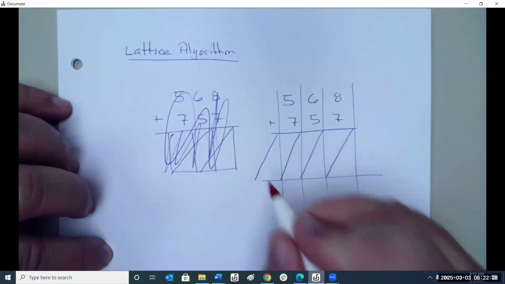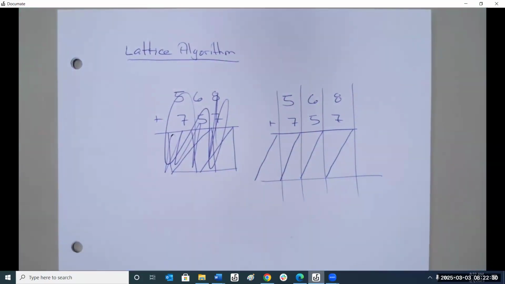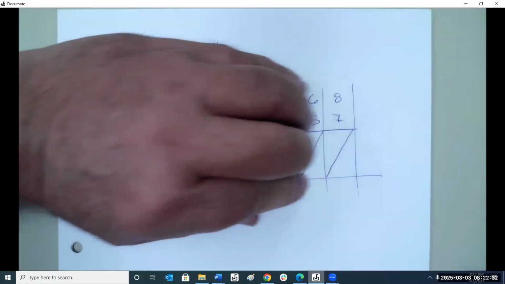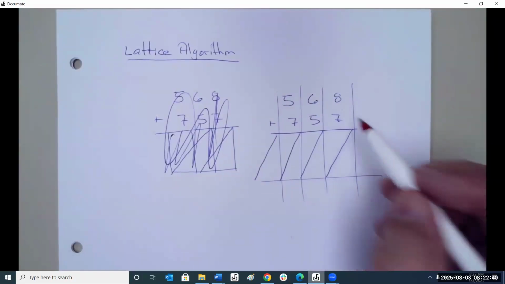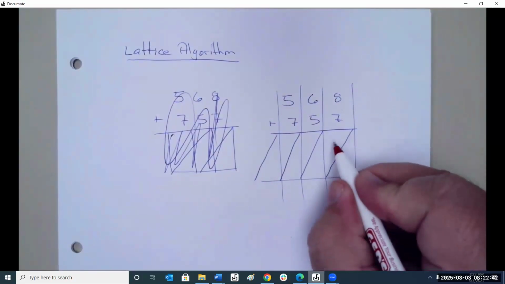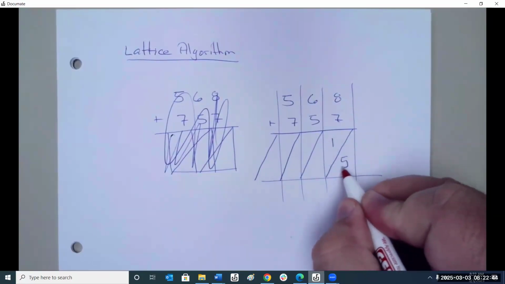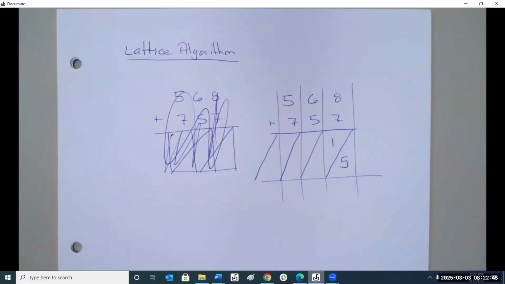And so on and so forth. All right. The columns are still the same. The only thing different now is I put a diagonal line through it. Why is that diagonal there? What is 8 plus 7? 1 plus 5. It's 15.